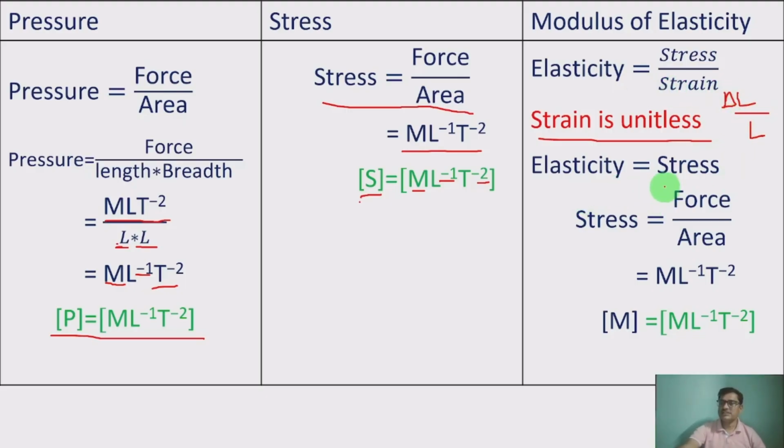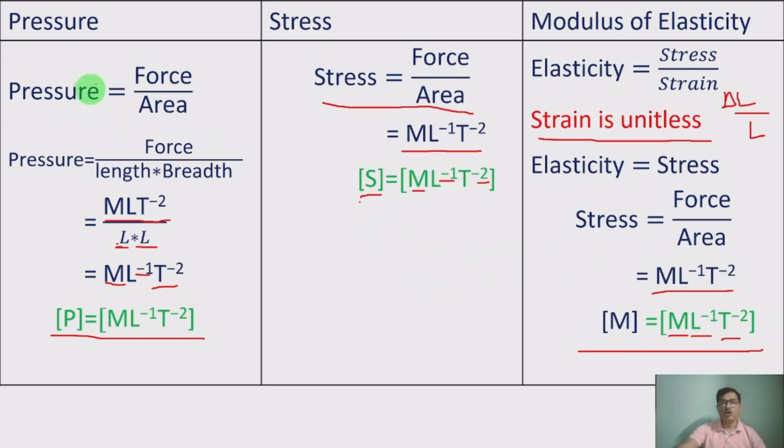Then elasticity is equal to stress. The stress we have already taken, it's force per area, and its dimensions are M to the power 1, L to the power minus 1, T to the power minus 2. And the modulus of elasticity can be equated with these dimensions, that is within the square bracket, [M^1 L^-1 T^-2]. This is the dimensional equation of the modulus of elasticity.